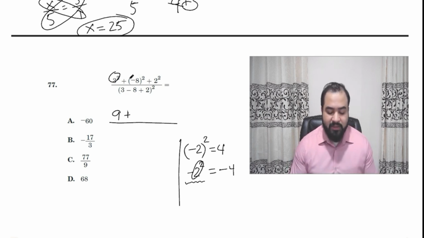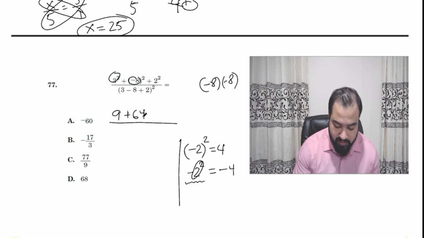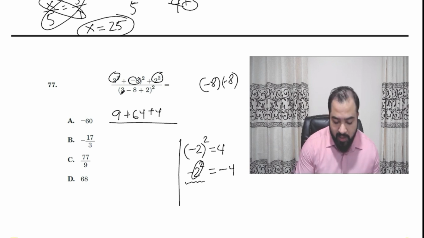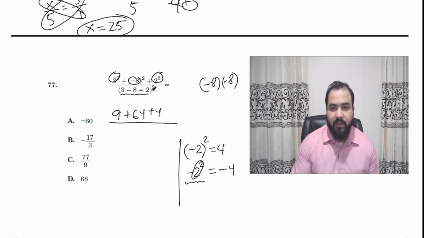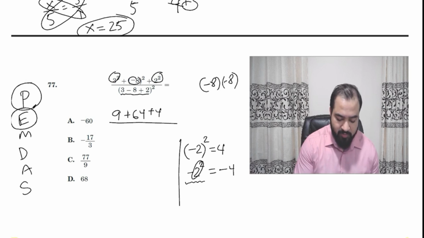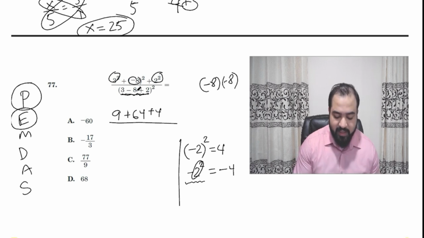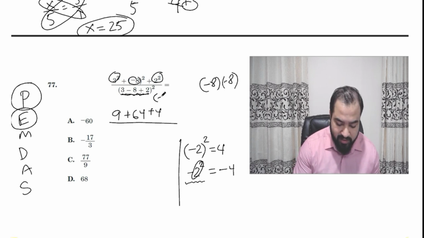Here they use the parentheses, so negative 8 power 2 means negative 8 times negative 8, which is positive 64. 2 power 2 is just 4. Now in the bottom, we have to calculate all of this before we apply the power. Remember, according to PEMDAS, what comes first? Parentheses, then exponent. So we have to take care of whatever is inside the parentheses and combine them. 3 minus 8 is negative 5. Negative 5 plus 2 is negative 3. So we have negative 3 power 2 in the denominator.